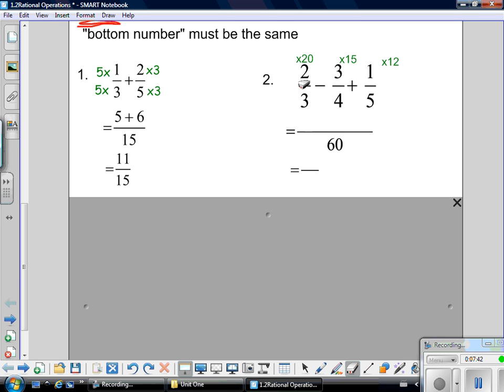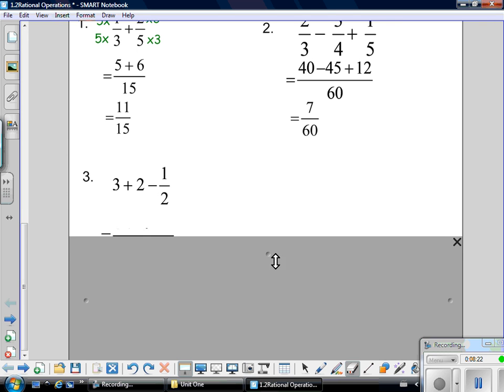So now I need to multiply the numerators by those numbers. So 2 times 20 is going to be 40, minus a 3 times 15, which is negative 45, and I'm going to add a 12. Now I'm going to keep the 60 on the bottom, and I'm just going to add the numerator numbers together. At this stage of the game, I don't care how you get the answer. Pull out your calculator if you need to. But when you do that, we have a negative 5 plus a 12, so we have a 7. All right, now one more question like this.